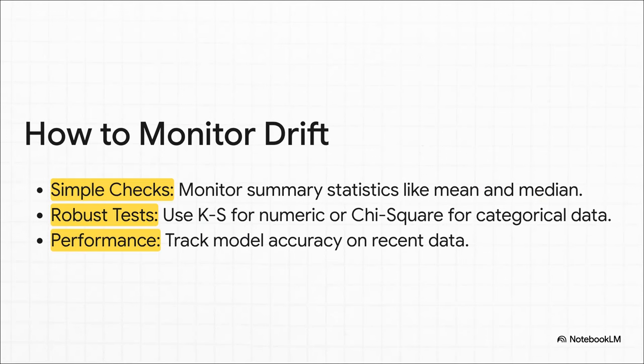So how do you actually monitor for this stuff? Well, the best practice is a layered approach. You can start with simple checks. Just monitor basic stats like mean, median, and so on. If those start to look weird, you can escalate to more robust statistical tests, like a KS test for numbers or a chi-square for categories. But at the end of the day, the ultimate sign of drift is tracking the model's actual performance. A dip in accuracy is the final word.